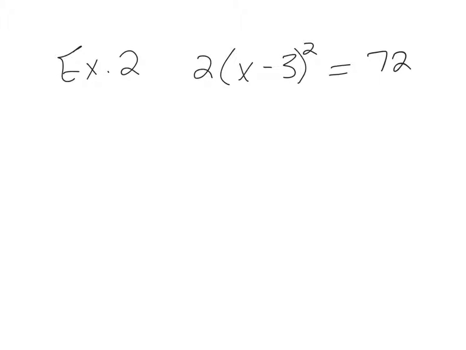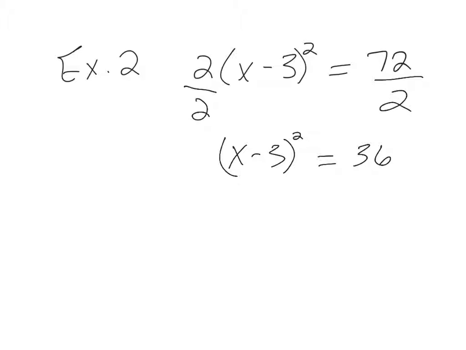Example 2 has a few more steps to it. It looks a little bit more complicated. But we're still going to start it off the same way. We want to get whatever has the exponent of 2 by itself. So we want this x minus 3 squared all by itself. So that means we need to get rid of this 2 out front. We're going to do that by dividing by 2. Always do the opposite. And that leaves me with x minus 3 squared equals 72 divided by 2, which is 36.